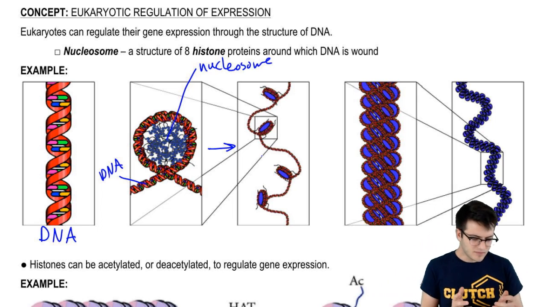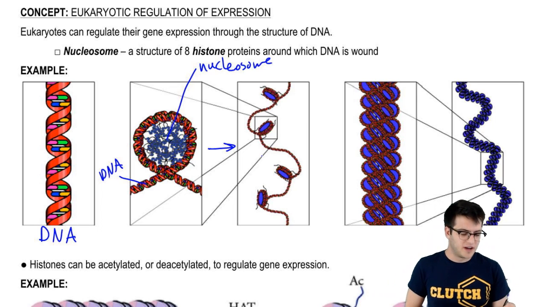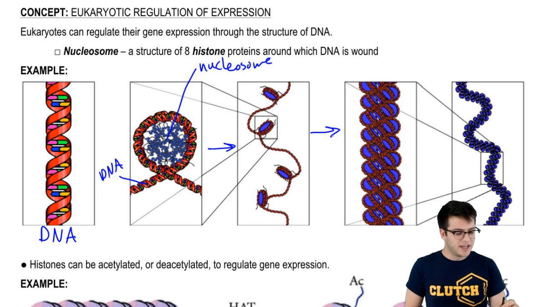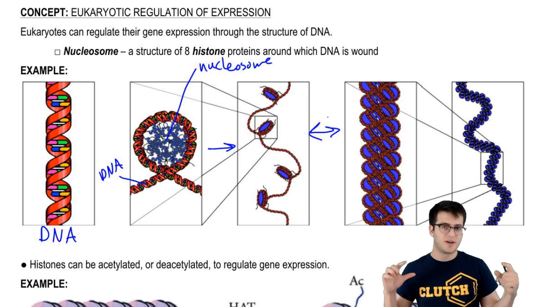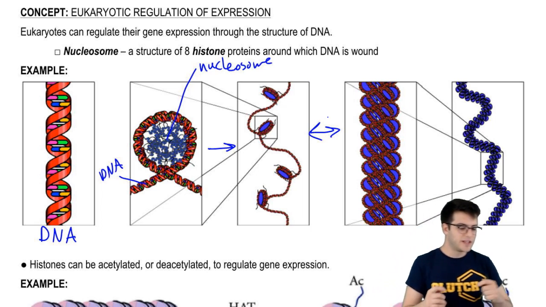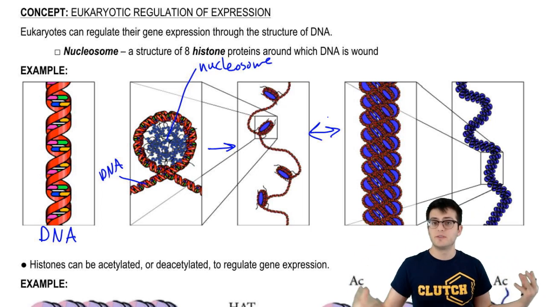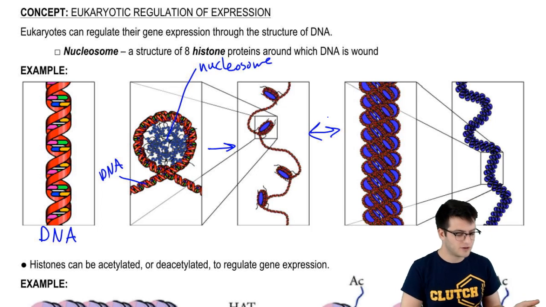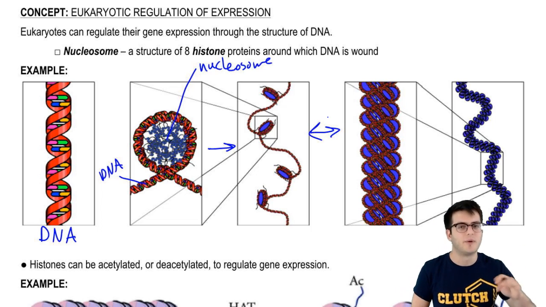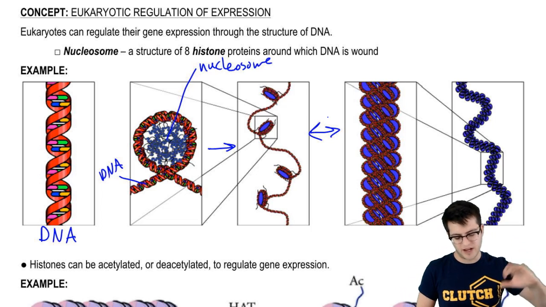And this can actually be clustered very tightly together, like we see in the next image. It can also remain in this open state. So these two images that I've drawn the double arrow between, those are not mutually exclusive. They exist together in different parts of the chromosome. And we'll talk about why some are one way and why others are the other.